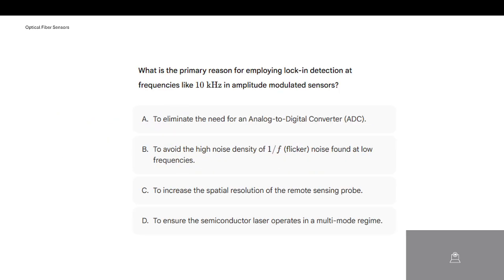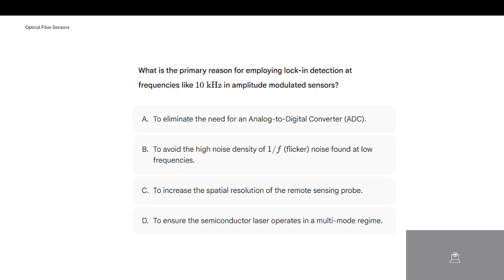Moving towards the next question, what is the primary reason for employing lock-in detection at frequencies like 10 kHz in amplitude modulated sensors? First option is, to eliminate the need for an analog to digital converter, ADC. B, to avoid the high noise density of 1/f flicker noise found at low frequencies. C, to increase the spatial resolution of the remote sensing probe. D, to ensure the semiconductor laser operates in a multi-mode region.